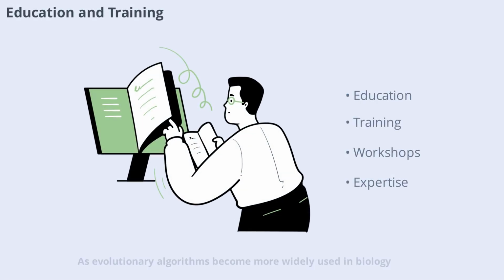As evolutionary algorithms become more widely used in biology, education and training are essential. Universities and research institutions are developing courses and workshops to teach students the principles and applications of these algorithms. By building expertise in this area, the next generation of scientists will be well equipped to drive future discoveries.